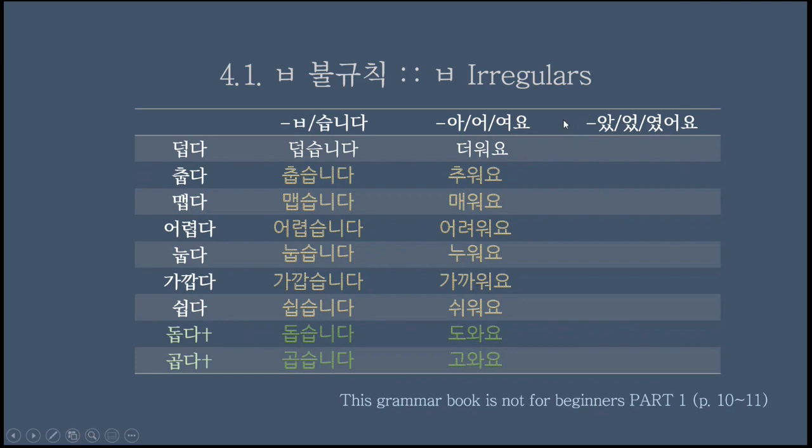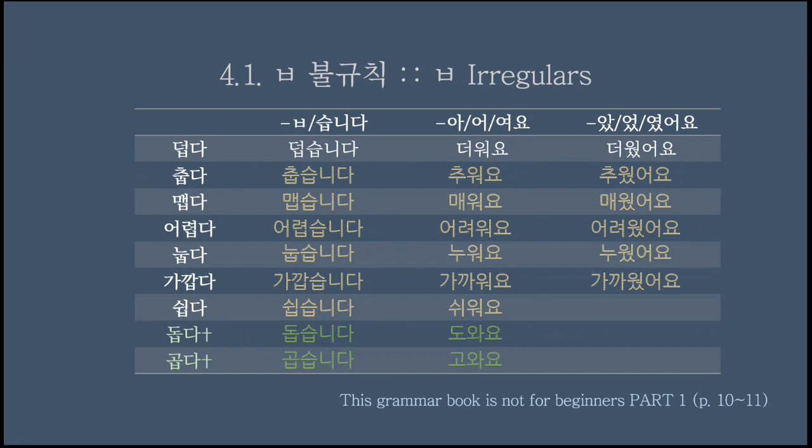Let's practice one more time. This present tense into the past tense. Okay, 더워요 goes 더웠어요. 추워요, 추웠어요. Okay, it's your turn. 매워요, 어려워요, 누워요, 가까워요, 쉬워요, 도와요, 고와요.